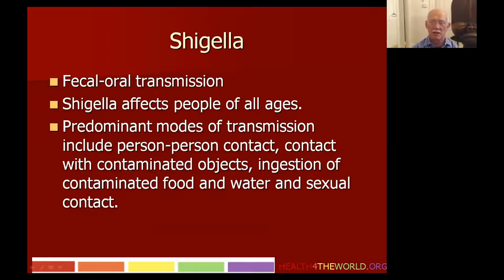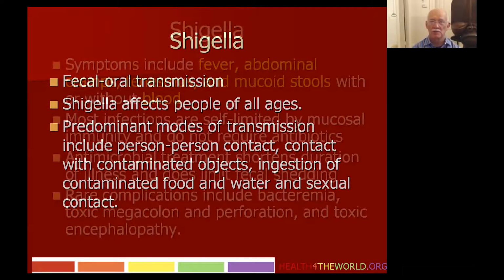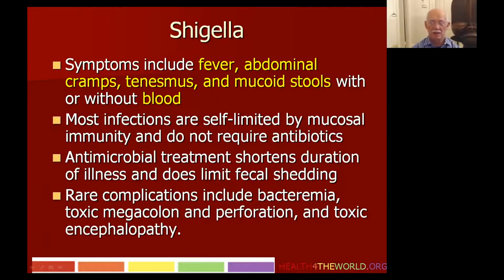Shigella is, like the other bacteria we were discussing, transmitted by fecal-oral contact. It affects people of all ages, and the predominant modes of transmission include person-to-person contact, contact with contaminated objects, ingestion of contaminated food and water, and sexual contact, which brings people close together and includes sharing of microorganisms. Symptoms of Shigella include fever, abdominal cramps, tenesmus, which is straining very hard to produce a stool, and mucoid stools with or without blood. Most infections are self-limited by mucosal immunity and do not require antibiotics.